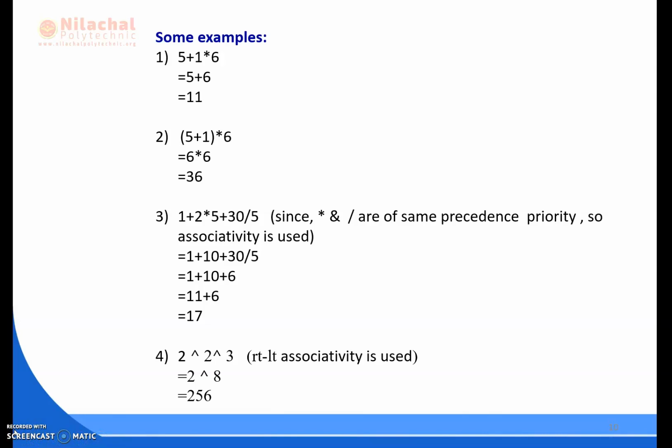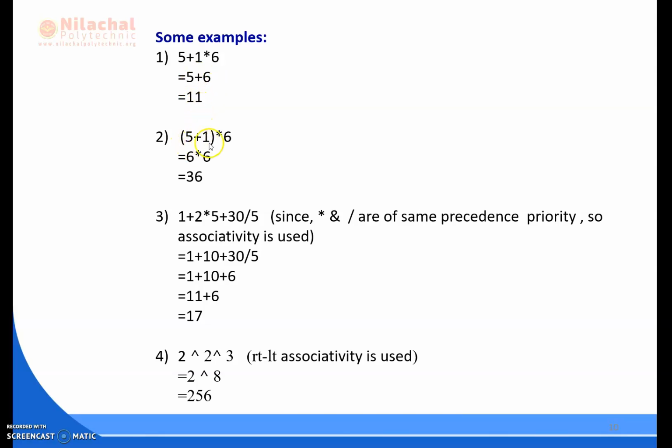Let's discuss some examples so that we will be more clear about the precedence priority and the associativity rule. So here comes the first expression, that is 5 plus 1 multiplied by 6. We already know, according to the precedence priority, the multiplication will be solved first. So it is solved as 5 plus 6. Now the addition will be solved and we get 11.